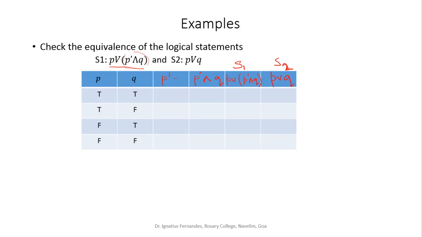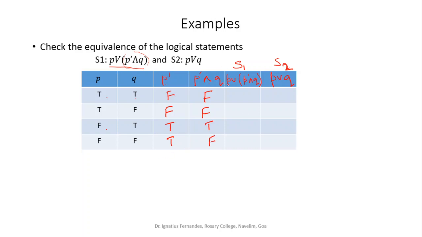So let me write down P bar. P bar is the negation of P. So if this is T, this is F. This will also be F. This is F here, so this is T. This will also be T. Now I write down P bar and Q. I'm using the AND connective for P bar and Q. AND is true when both of them are true, otherwise it is false. So this is going to be false. This is also false. This is going to be true. Here one is false, so this is going to be false.